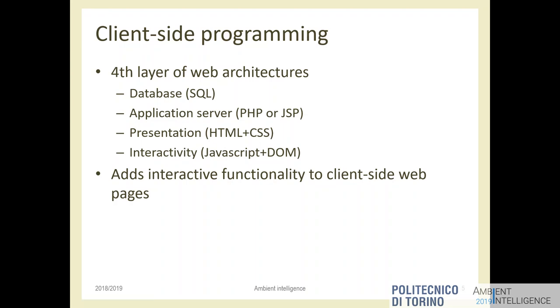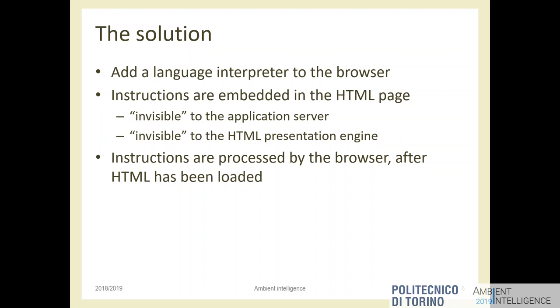Okay. Today, we are going to add the fourth layer that adds interactivity on top of the third one, on top of the web pages. So we add interactive functionality to web pages. Everything we'll do today will run inside the browser. Nothing that will touch the server, nothing that will touch the Flask application, nothing that will touch the database directly. Okay? So it's something that wasn't possible yesterday. Because for us, a browser was something just able to display HTML pages.